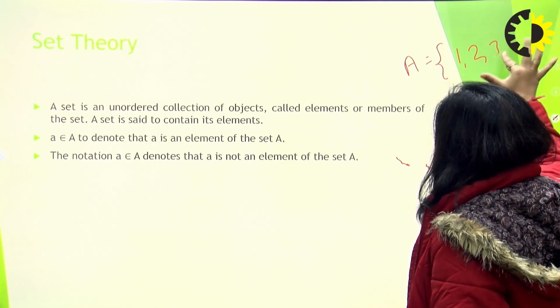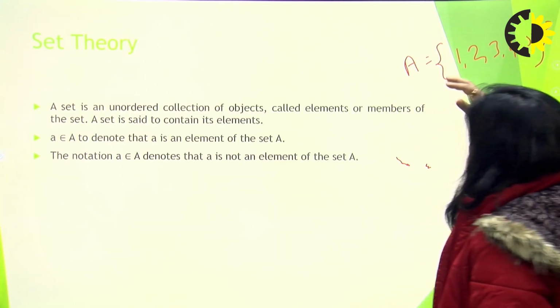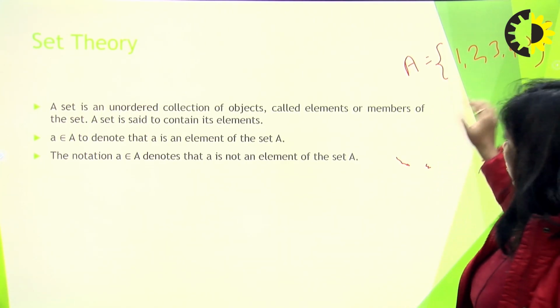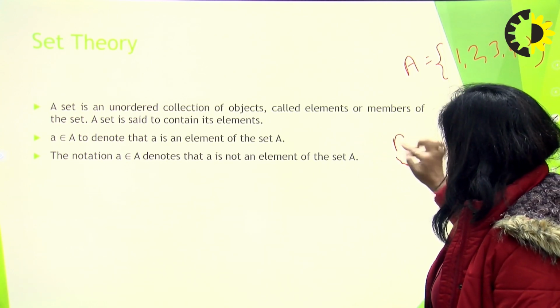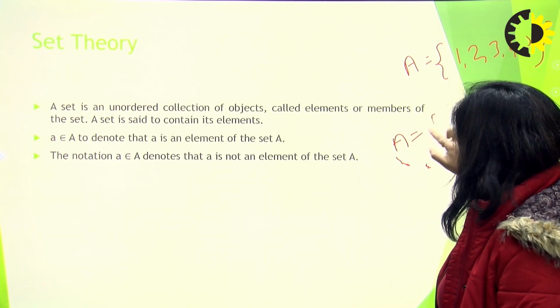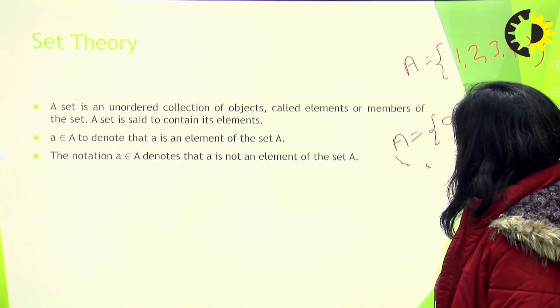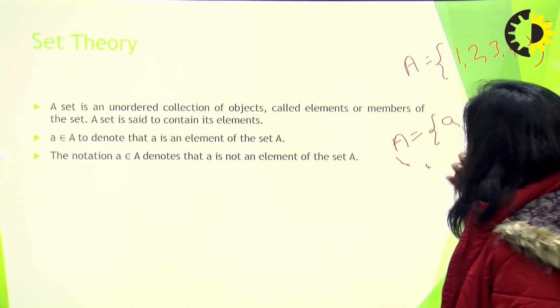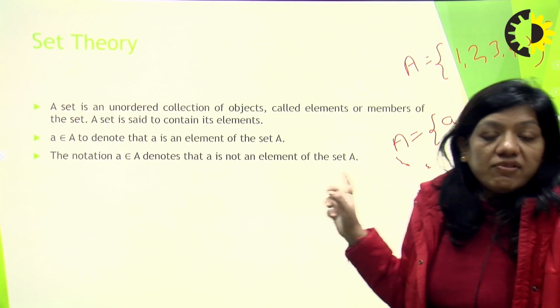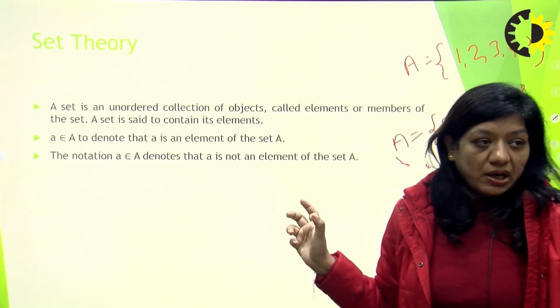1, 2, 3, 4, 5. This is how we represent a set A. If I mention this, it is a set of all numeric numbers. If I mention A, B, C, D, and so on, this is a finite set A in which we have four elements: A, B, C, D.